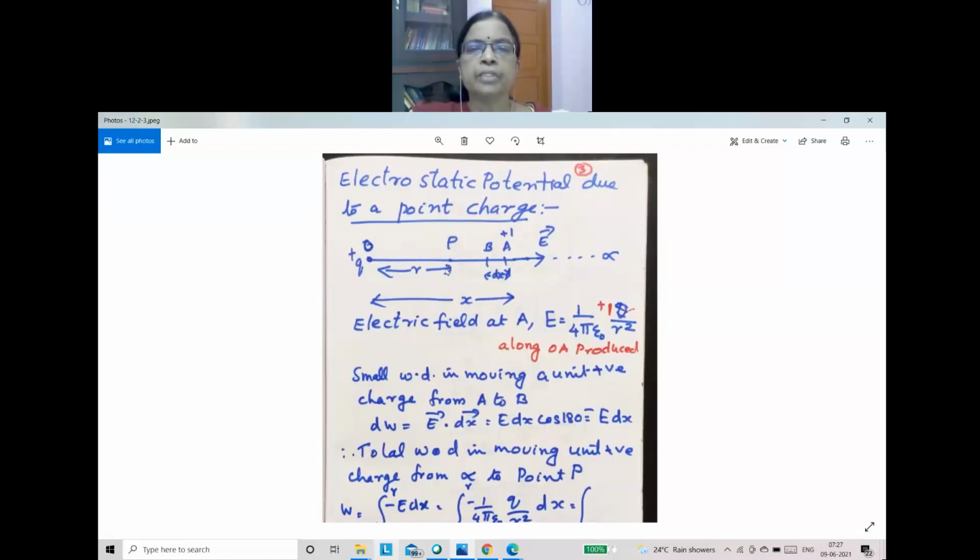P is at a distance R from the charge. Okay. So, first step is work done to bring a unit positive charge from A to B. What is the work done? What is the electric field at A? A is at a distance x, children. Electric field formula. Electric field due to a point charge. Adul Krishna, what is the formula? Electric field at A due to the point charge Q.